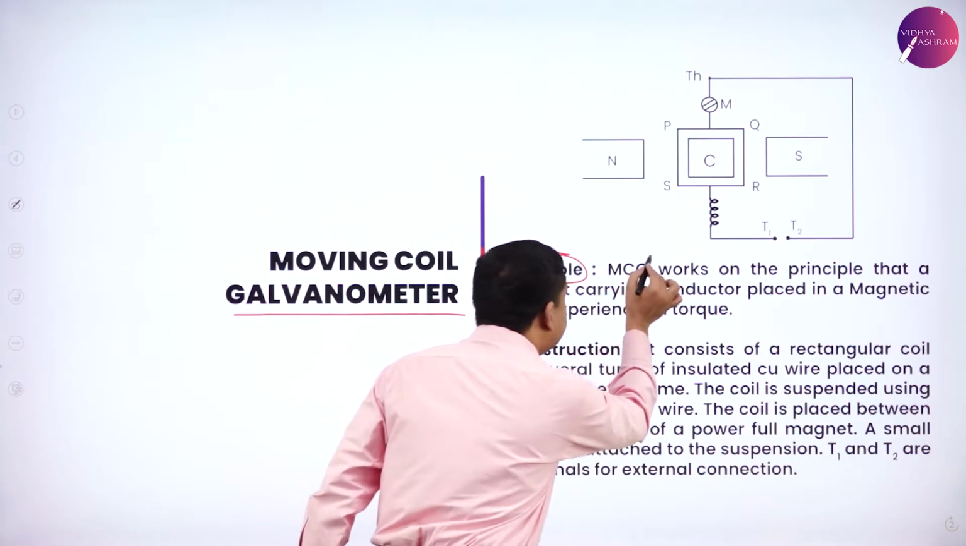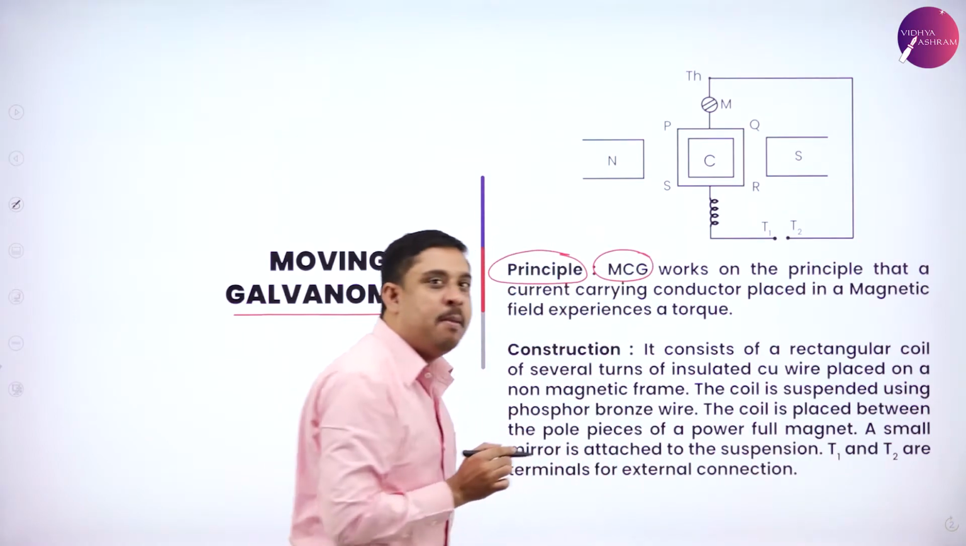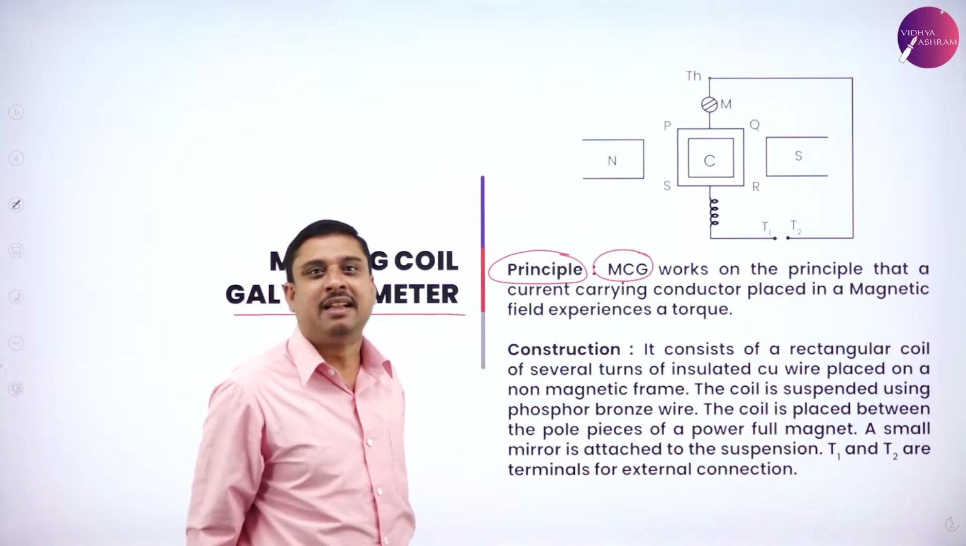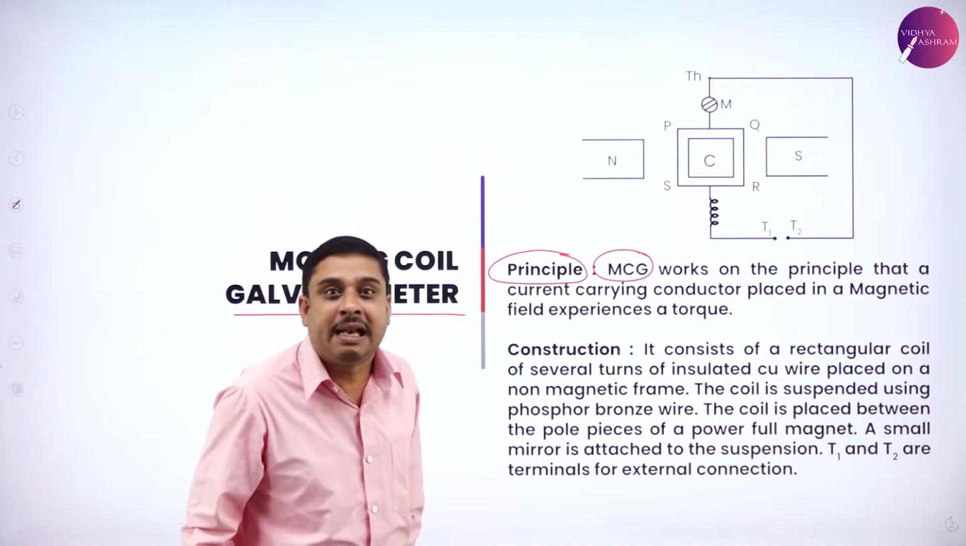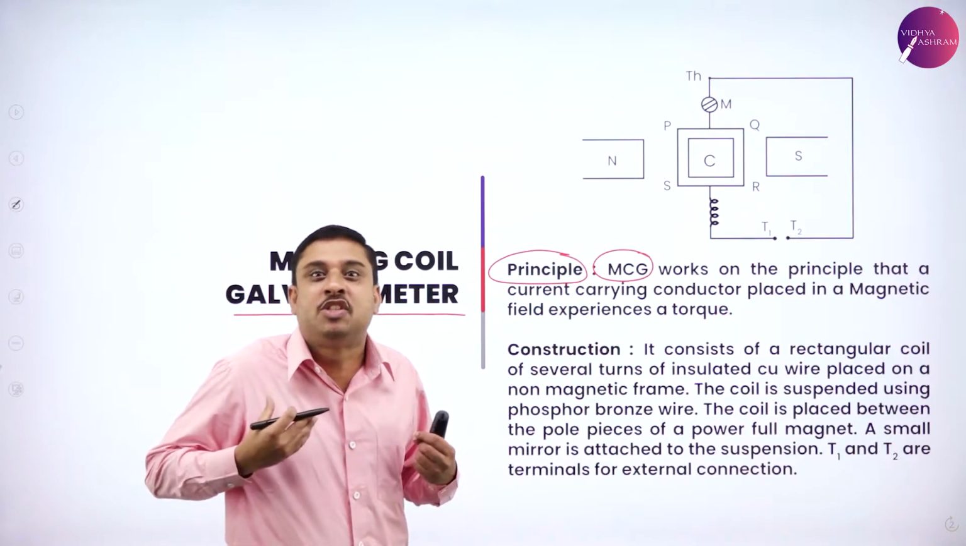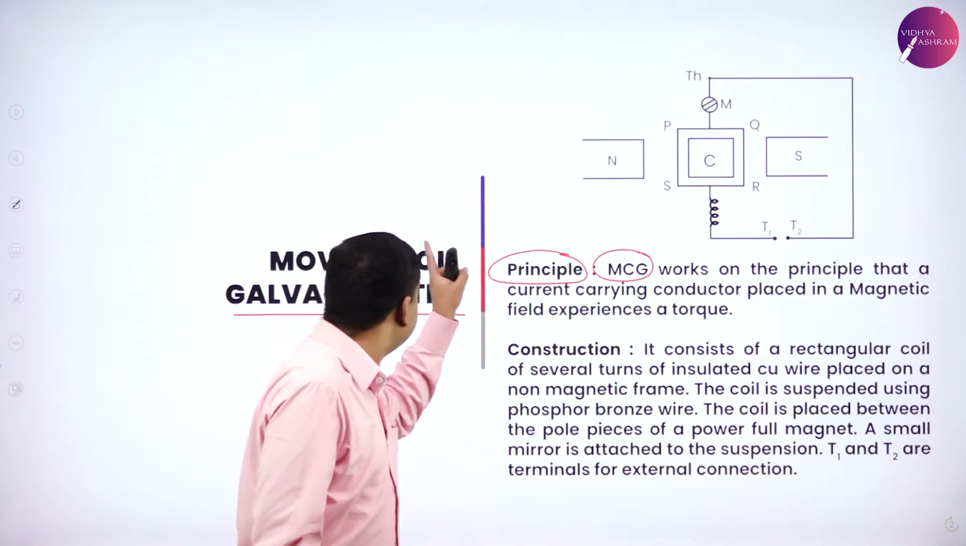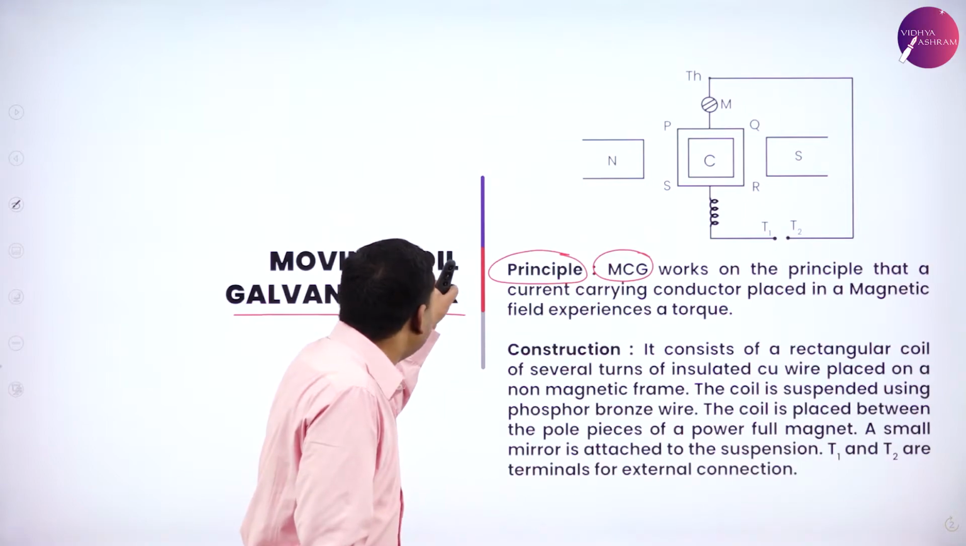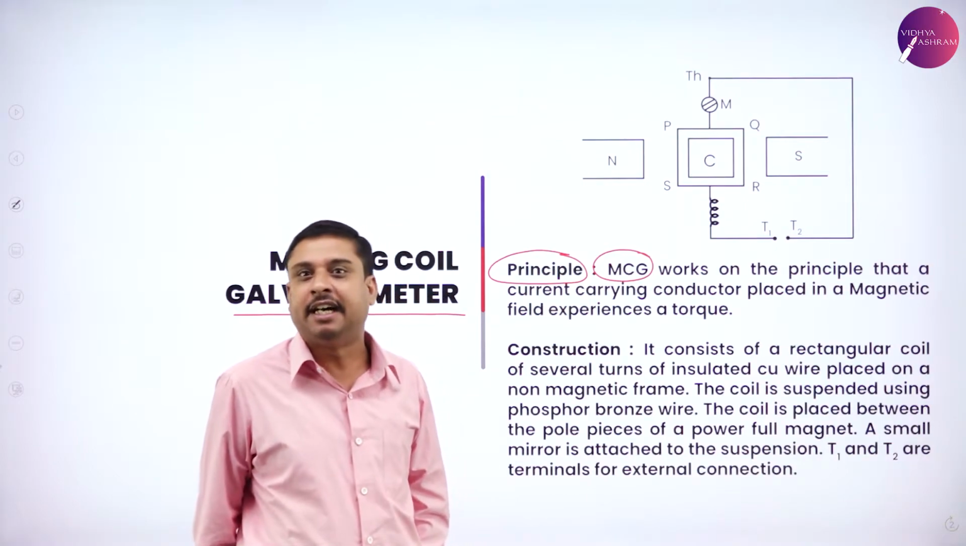MCG does not mean Melbourne Cricket Ground. My MCG here is a moving coil galvanometer.